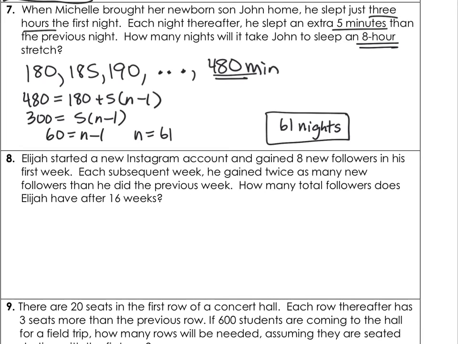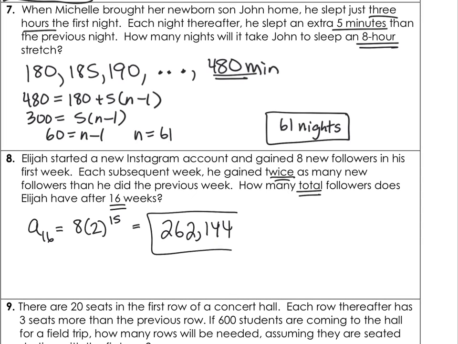Okay, so we want to know the 16th term. Now, here's what got me. When I first looked at this, I saw this word total, so it messed me up. But then I realized that when they're getting twice as many, that is his total, because the person's not being counted twice. So the 16th term can be taken the first term times 2 15 times, and that gives you 262,144.